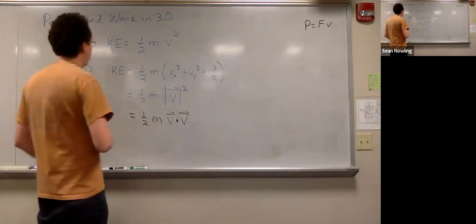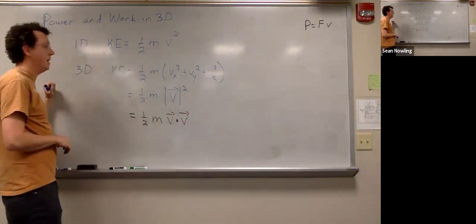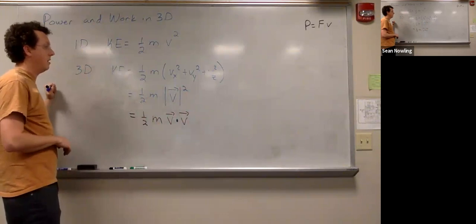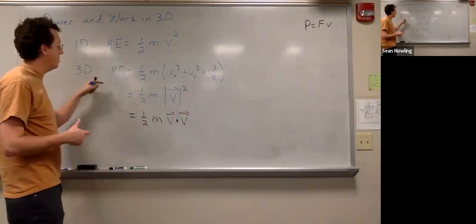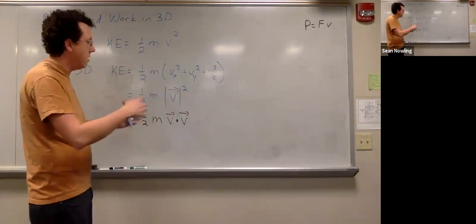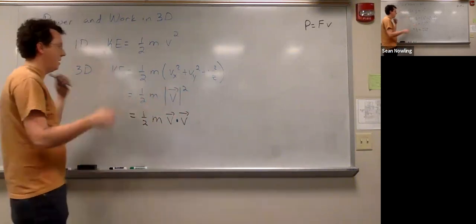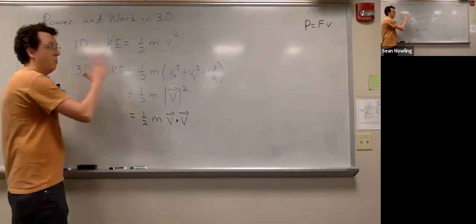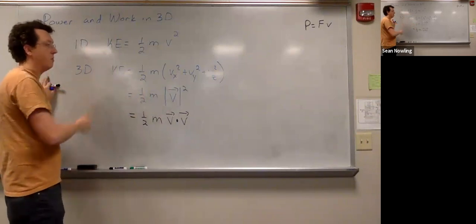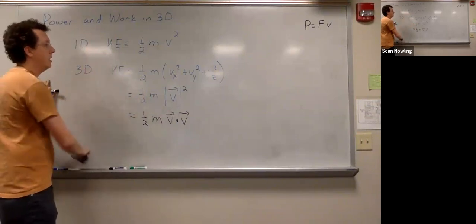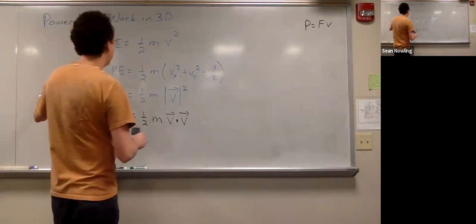Okay, so this is the 3D version of kinetic energy, or at least translational kinetic energy, energy associated with moving around, translating from side to side in space. When we talk about rotations, we will also have a rotational kinetic energy. I'll develop that when we get there.